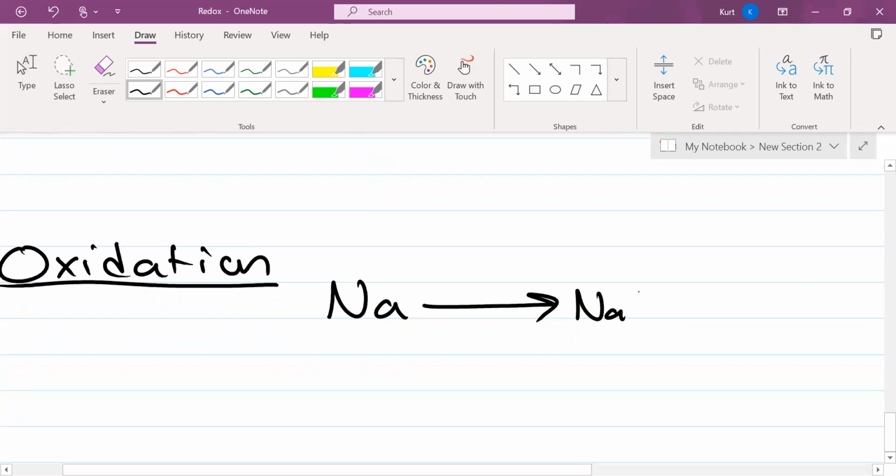Okay, so what we could do is say that in order for a sodium atom to become an ion, you need to remove an electron from it. Key thing when you're identifying an oxidation reaction, electrons are products.